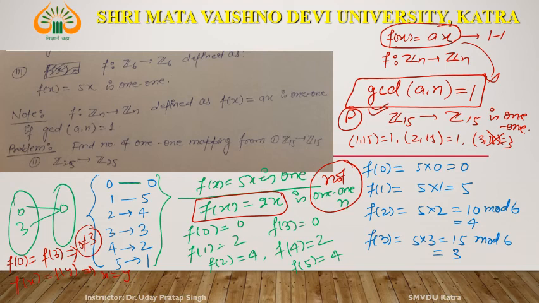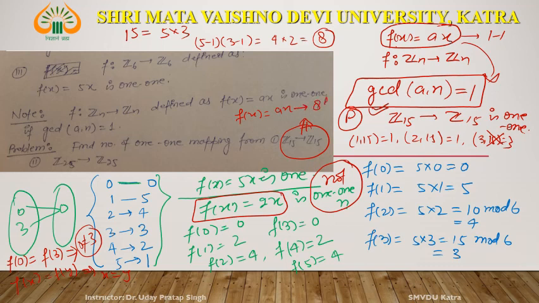Right? Then the number of integers with GCD with 15 equal to 1: 15 can be written as 5 into 3. Apply Euler's phi function. 5 minus 1, that is 4, and 3 minus 1, that is 2, so 4 into 2. Means total 8 functions. This one f(x) is equal to ax. This type of function, 8 functions, is 1-1.